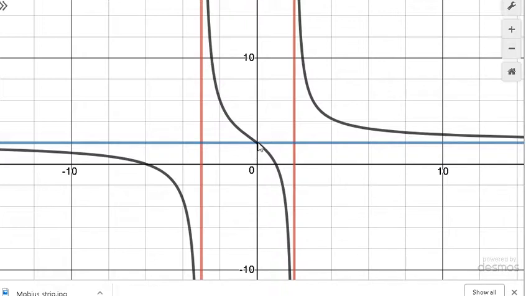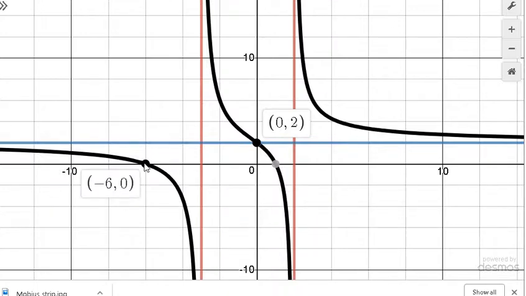Let's see if it has some of the other features we expected. It has a y-intercept at 0, 2. An x-intercept here should be at 1. Where's the other one? -6. So it has all the features that we expected from this graph. Any comments or thoughts on problem number 54 here? Looking all right with that one?